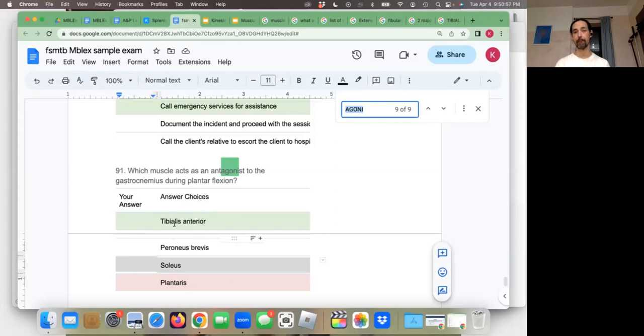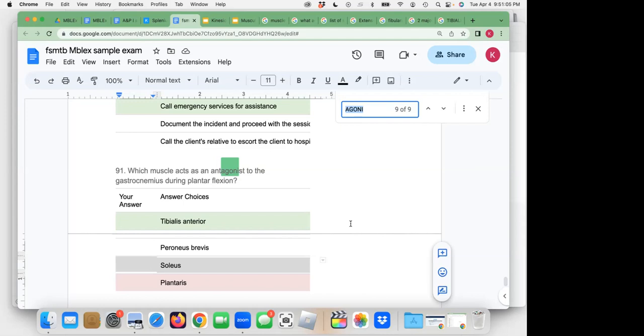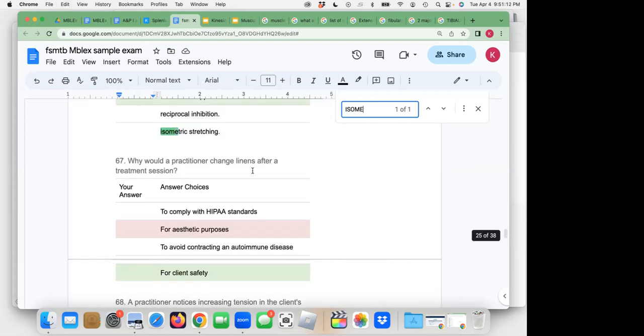Which muscle acts as an antagonist to the gastroc during plantar flexion, Stephanie? Tibialis anterior, peroneus brevis, soleus, or plantaris? Oh, tibialis anterior. Very good, very good. Okay.